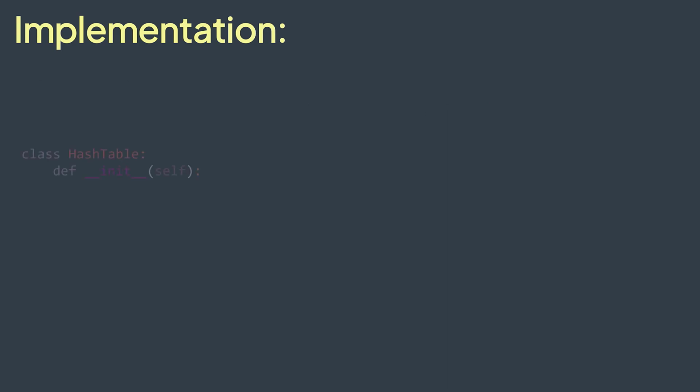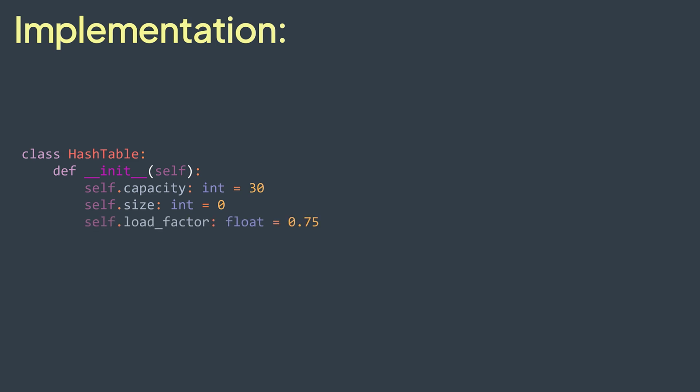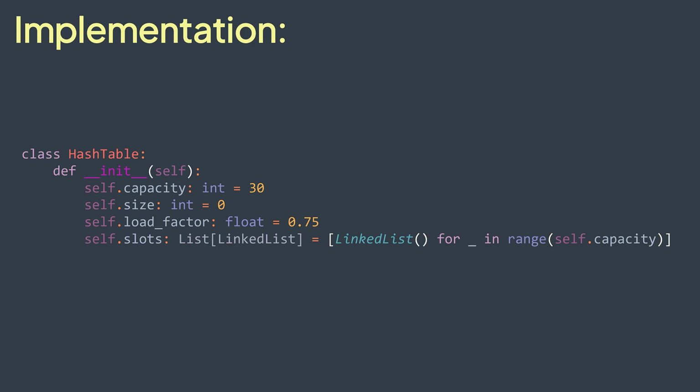Now we can create our hash table class. A hash table has four things: a capacity, which is the number of slots. We can initially set it to 30 like in the example. It also has a size, which is the number of elements stored in it, initially 0. It also has a load factor. We can set it to 0.75 for example. And the array of slots, where each slot contains a linked list, so we create an array of linked lists.